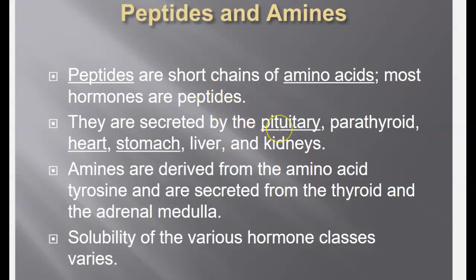These are secreted by the pituitary, the parathyroid, which is on the back of the thyroid, and the heart. Your heart produces ANP, atrial natriuretic peptide. The stomach produces gastrin and some other ones. The liver produces one. Kidneys produce certain hormones. And as we go through this semester, you're going to see that.